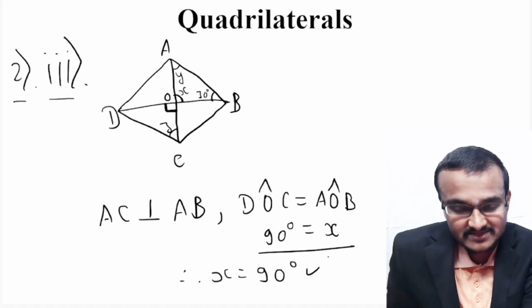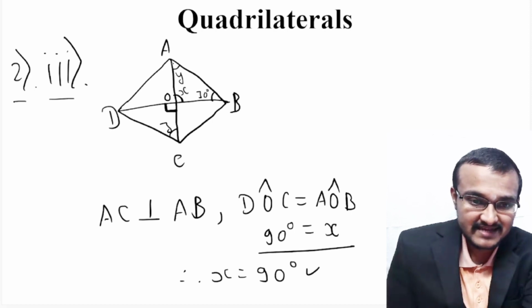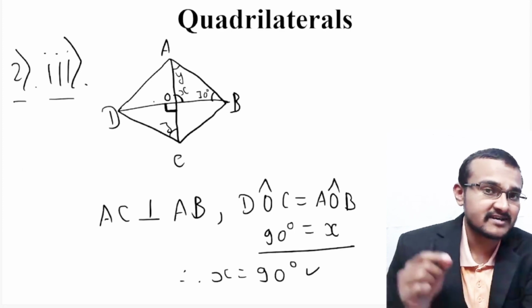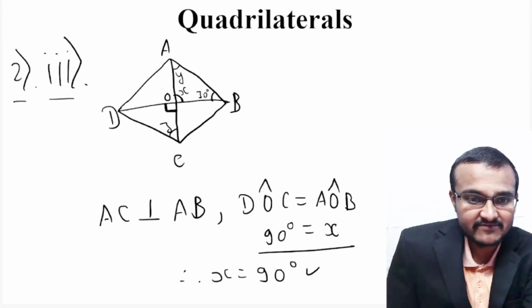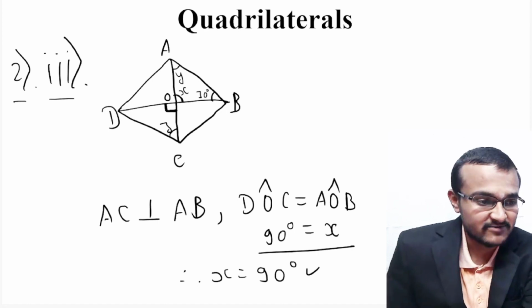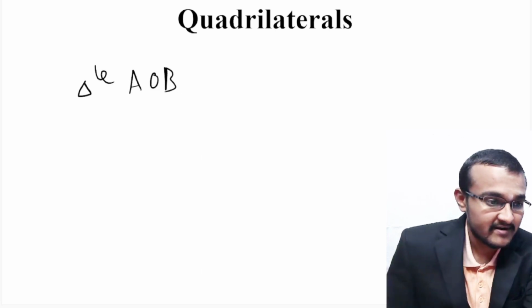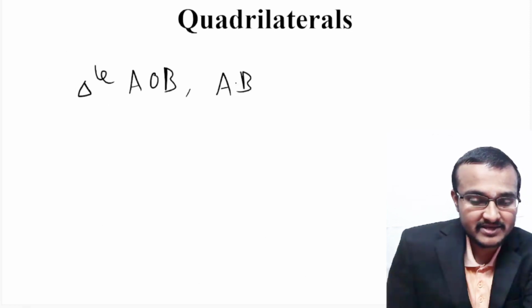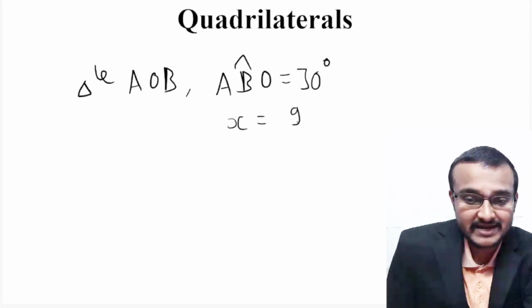So now we have got the value for X. Now let us find Y and Z in this particular problem. Since AOB is forming a triangle, we all know the sum of interior angles of a triangle should always be equal to 180 degree. Now we know X and we know this particular angle is 30 degree, so we can easily find Y. So in triangle AOB, the angle ABO is equal to 30 degree, and we have found that X is 90 degree.